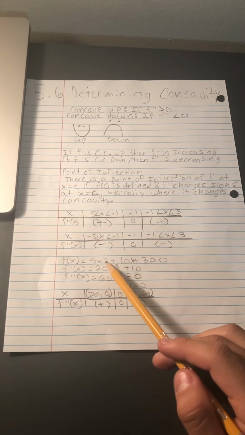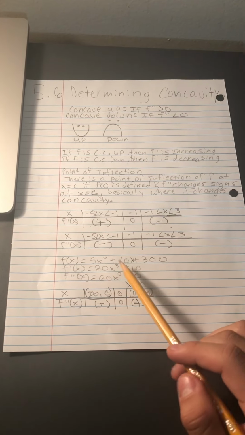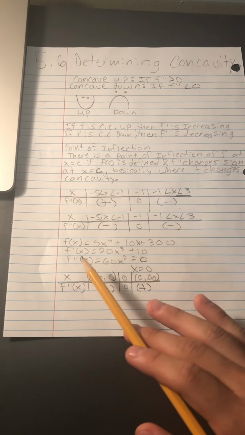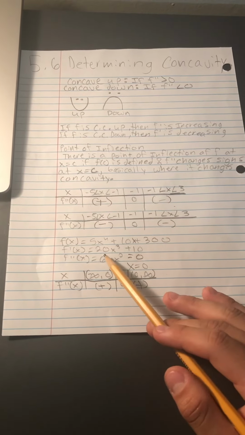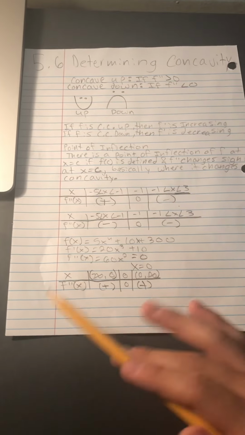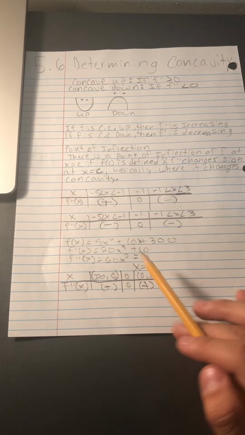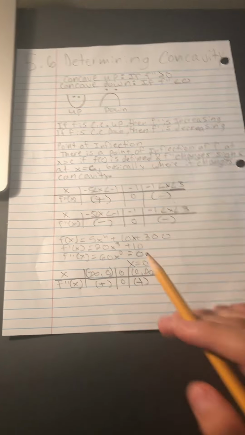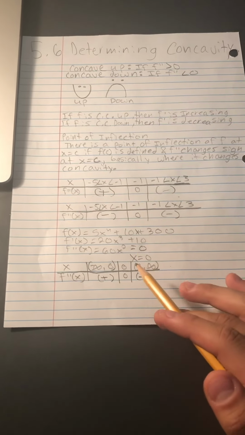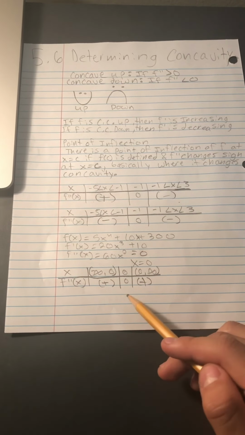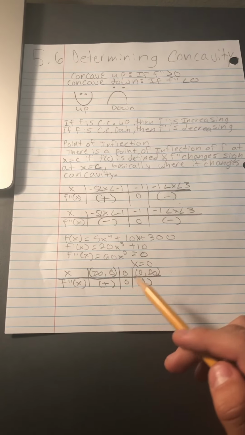So f of x equals 5x to the fourth plus 10x plus 300. First you want to find the first derivative. You get 20x cubed plus 10, and then find the second derivative so we can make a table. 60x squared, and set it equal to 0, so you can find your x, and your x is equal to 0. So at point 0, you have another 0 on the f double prime.